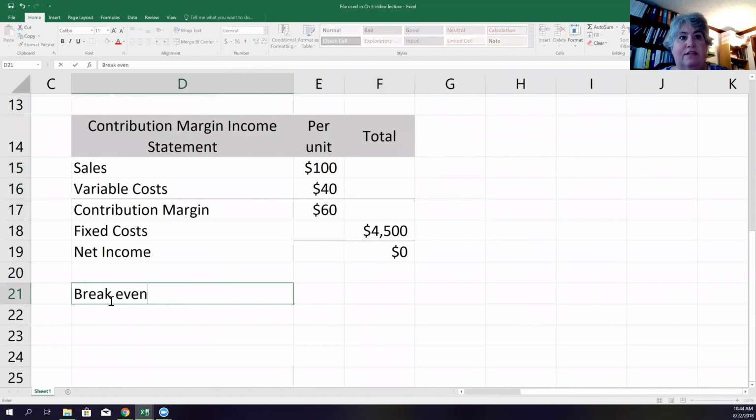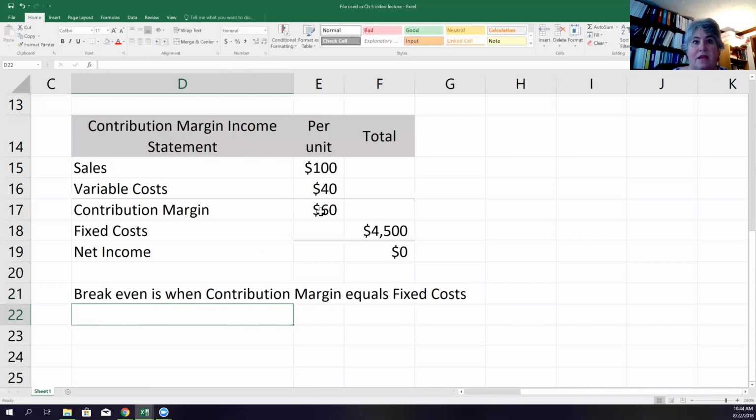So break even is when contribution margin equals fixed costs. If you think about that, that's going to make sense. We want to find the point right here where there's enough contribution margin to exactly cover the fixed costs and have nothing left over. That's the definition of break even. Have no profit.